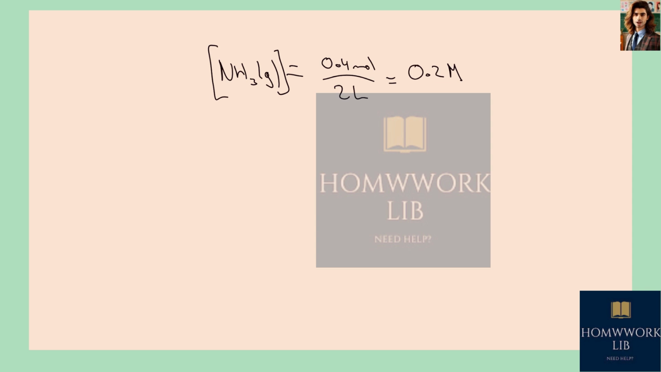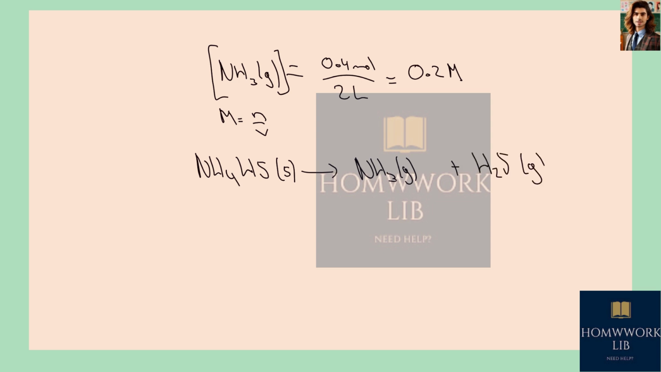Recall that this is the definition for molarity, that is amount of mole divided by the volume in liters that we have. Next up, we need to consider the solubility product of the following reaction. We're going to have the decomposition of this solid to produce NH3 gas plus H2S, same thing as a gas. And we are told that the value for Kc for this reaction is going to be equal to 1.6 times 10 to the minus 4.